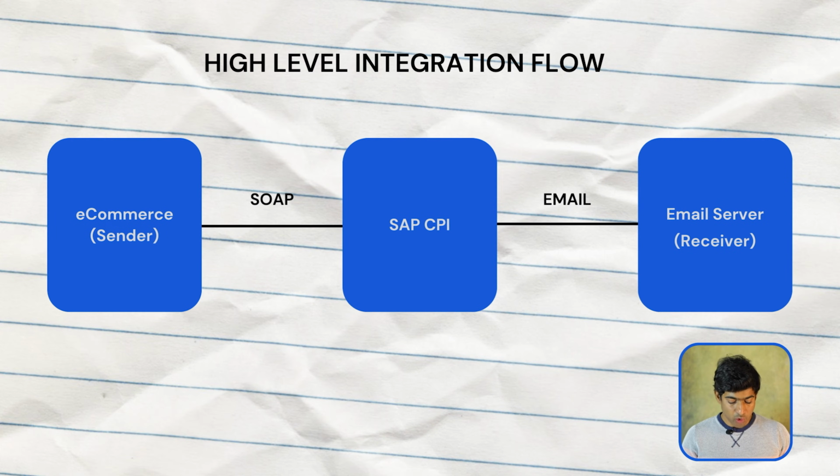This process helps you understand the requirement more clearly and get a visualization of what kind of integrations we are talking about. So let's draw it on the paper. In this scenario, we are talking about a sender which is an e-commerce system. On the receiver side, we have an email server of the customer. In between, we have SAP CPI as a middleware.